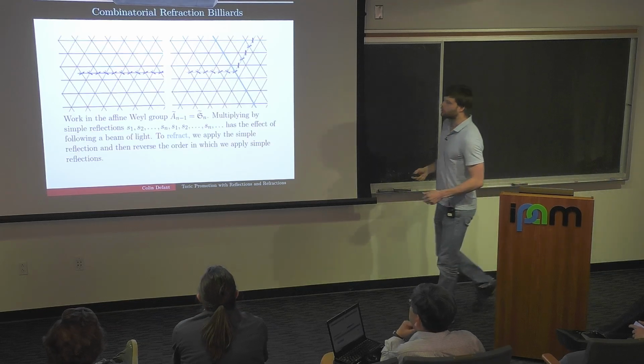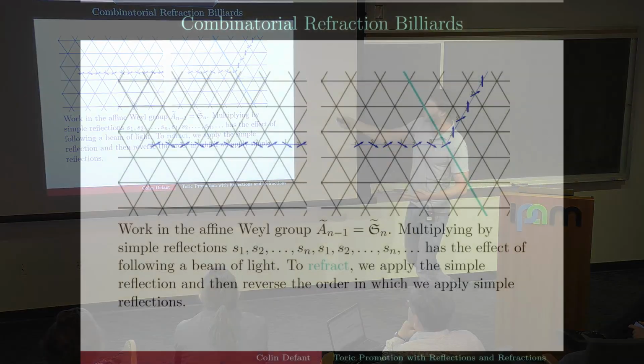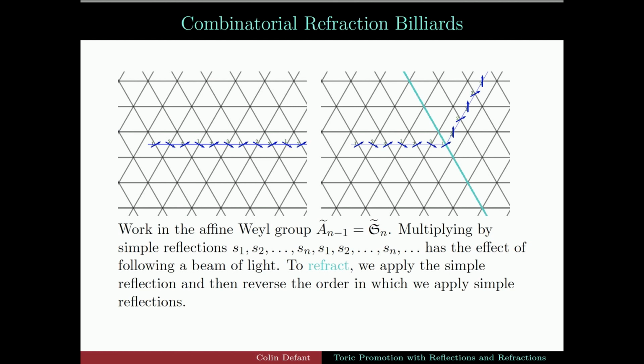OK. So we want to do this combinatorially. So I have my simple reflections here. And the idea is if I want to do a refraction, I just apply the simple reflection to go through that hyperplane. But then I reverse the order in which I continue applying simple reflections. So here I went S1, S2, S3, S1, S2, S3. And then I want to do a refraction. So I do S1. And then I start going S3, S2, S1, S3, S2, S1, and so on.